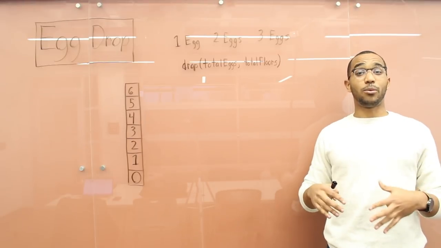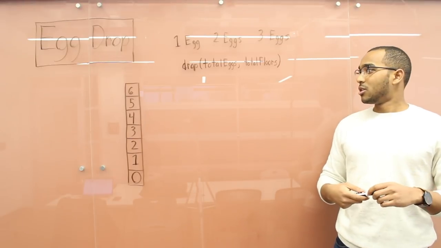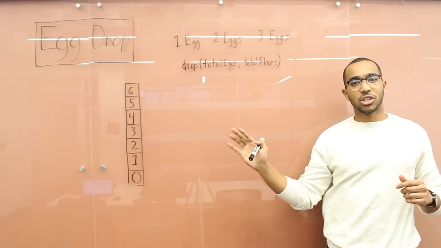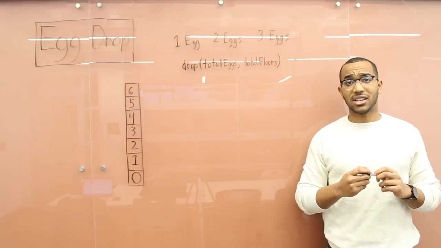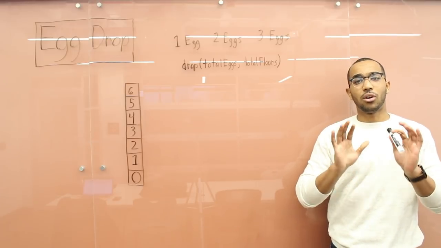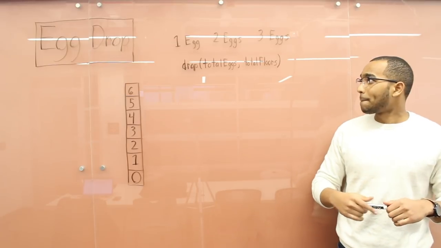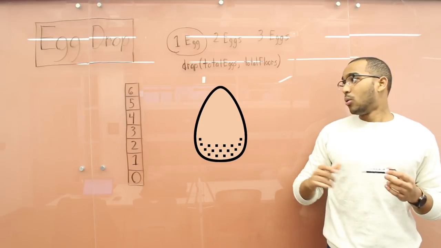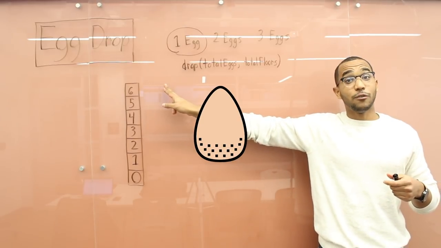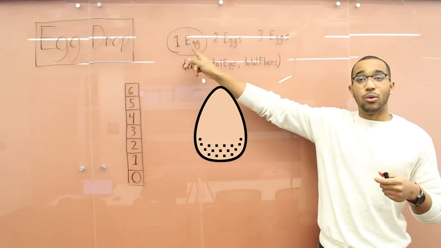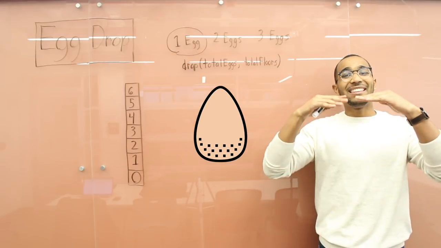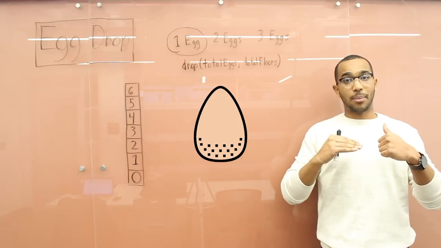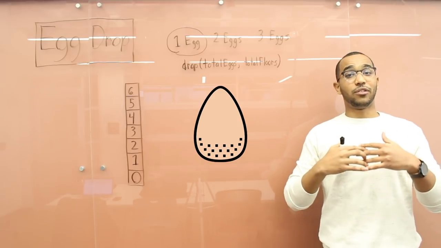So let's do a walkthrough, it'll make more sense. This is a very difficult problem to grasp at first. So what we're going to do is walk through these simulations and define base cases. So let's define our first base case. Imagine we have one egg. If you give me 6 floors and 1 egg, what is the least amount of eggs that you're going to have to drop to find that pivotal floor?